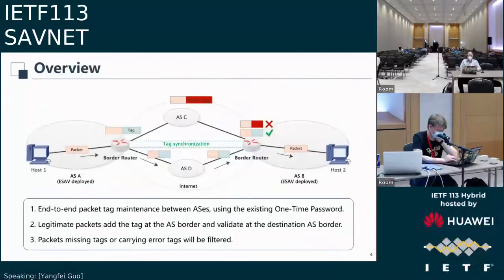Let's start with a general overview of how eStarf works. The source AS and the destination AS first perform an end-to-end packet tag synchronization, after which the packet from the source will carry the legal packet tag and be received by the destination. Spoofed packets don't have the tag and are marked as suspicious by the destination and are either processed further or dropped directly.